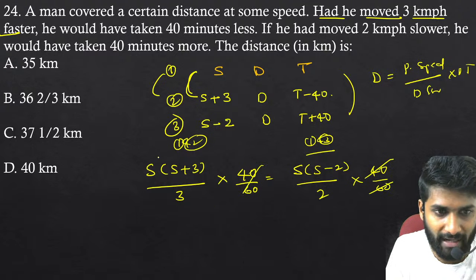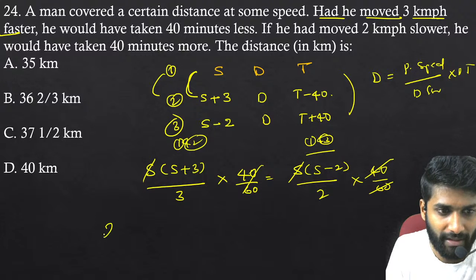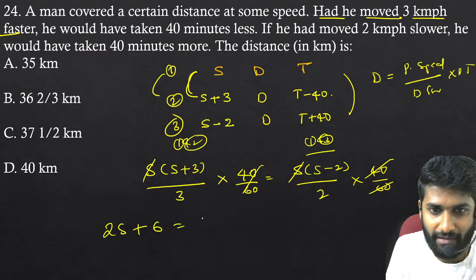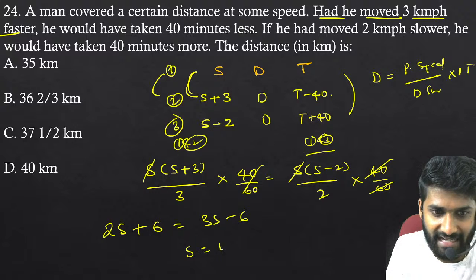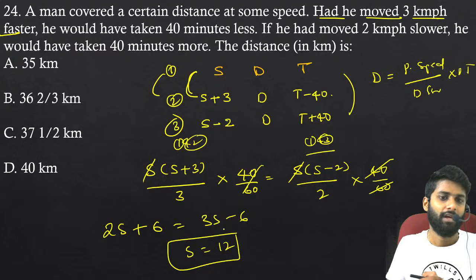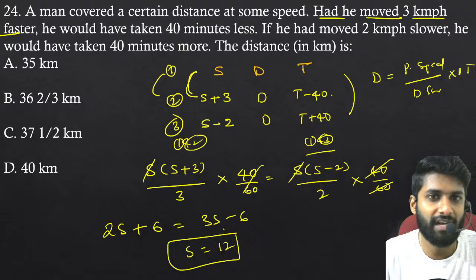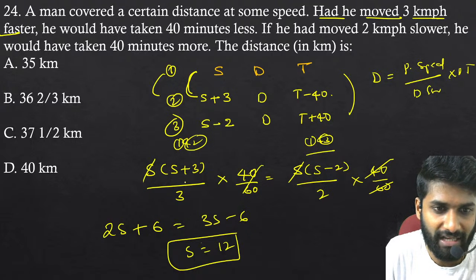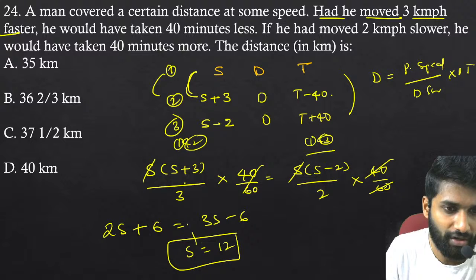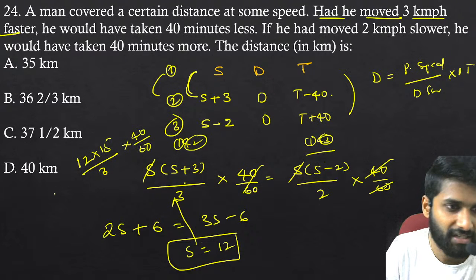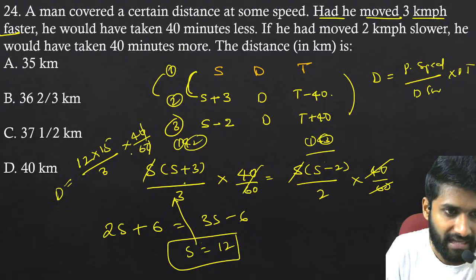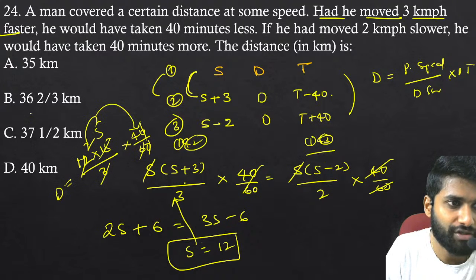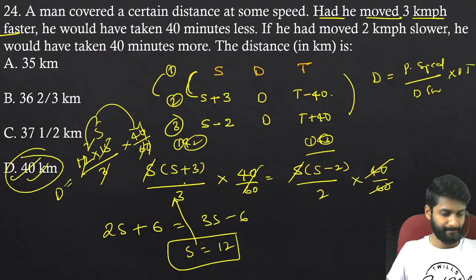Now you can cancel all these parameters. Cancel s and s, and cross multiply: 2s plus 6 is exactly equal to 3s minus 6. Then s is exactly equal to 12 km per hour. Now you have the s value, but the question asks for the distance. Substitute it here: 12 into 12 plus 3, which is 15, divided by 3, into 40 by 60. Cancelling, 3 5s are 15, 5 2s are 10, 10 4s are 40. So the answer is 40 kilometers.